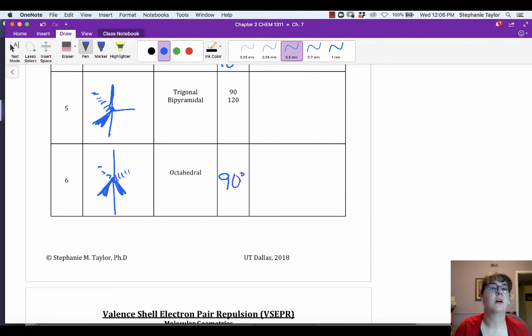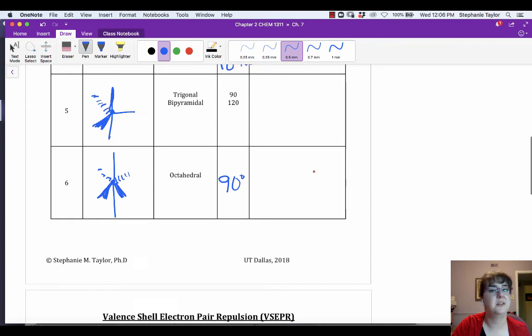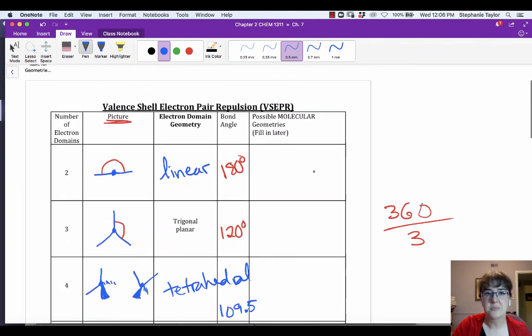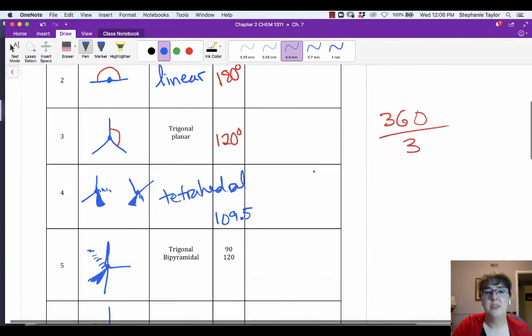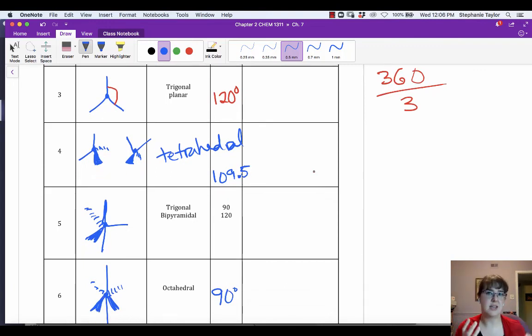That gets us through our electron domain geometries. So we're not done yet because you may have noticed that we left this column all alone, but that does get us through the base set of electron domain geometries. So the good news is this is a solid foundation to start from.